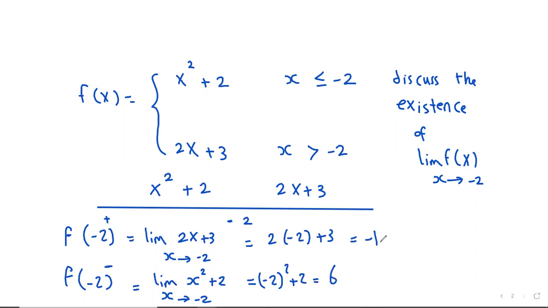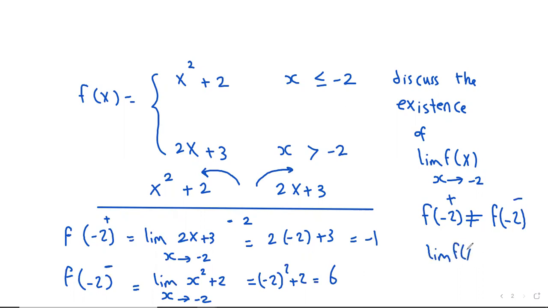So as you see here, the limit of the function from the right is not the same as the limit of the function from the left, because f of -2 from the right is not equal to f of -2 from the left. So the limit of f of x when x tends to -2 doesn't exist. Okay, let's go to the next thing.